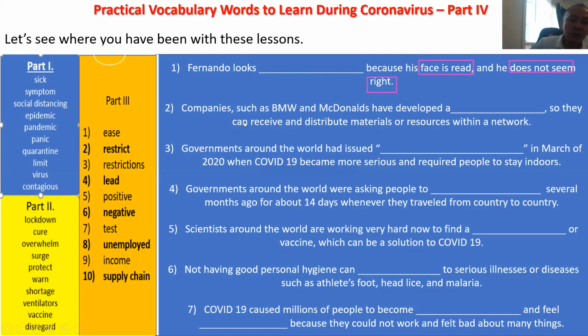Number 2, companies such as BMW and McDonald's have developed a blank so they can receive and distribute materials or resources within a network. So McDonald's and BMW, these are companies, so they need materials, they need resources, so they can make the products to sell. Number 3, governments around the world had issued a blank in March of 2020 when COVID-19 became more serious and required people to stay indoors.